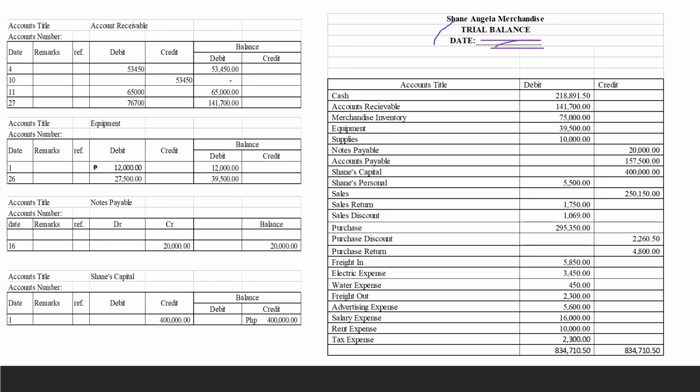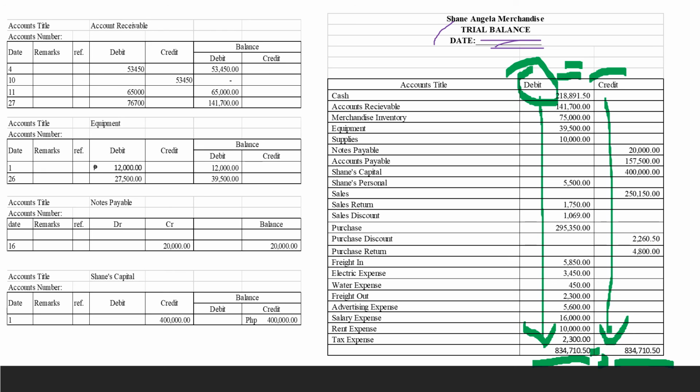Kung mapapansin nyo, when we say trial balance, we are computing the total or the sum of the debit and the sum of the credit. And the sum of the debit side must be equal to the sum of the credit side. Ulitin niyo po, the sum of the debit side must be equals to the sum of the credit side. Kaya po 334,710.50 is equals to 334,710.50.